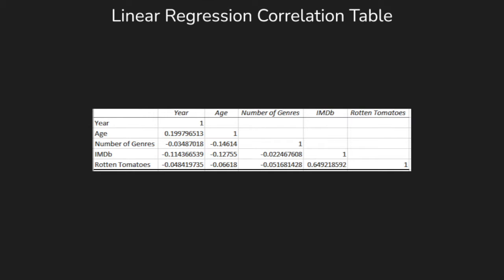Next, a correlation table was generated between the variables year, age, number of genres, IMDb, and Rotten Tomatoes. The only moderately strong correlation was between IMDb and Rotten Tomatoes. Even though they are both rating systems, they are calculated differently. IMDb uses a weighted system which allows all users to contribute to the ratings, while Rotten Tomatoes only permits top critics to contribute to the ratings on their website.